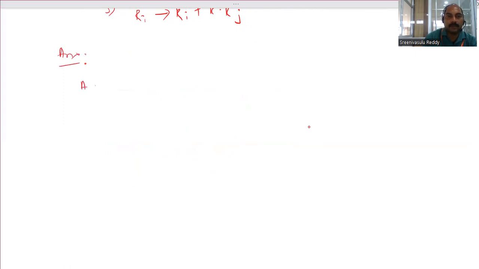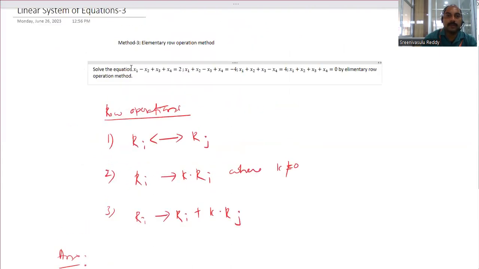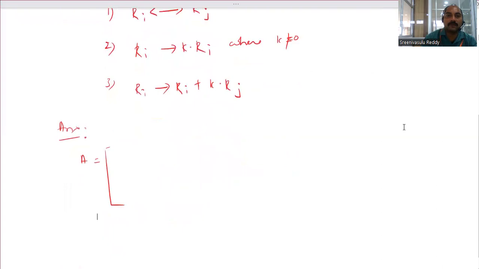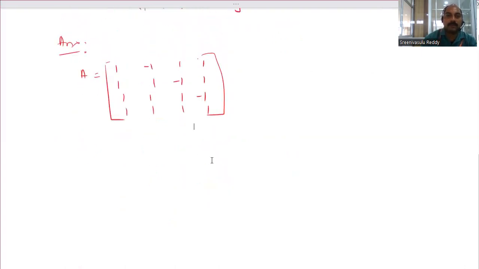Coefficient matrix A equals: what are the coefficients? The first row is 1, minus 1, 1, 1. The next row is 1, 1, minus 1, 1. The next row is 1, 1, 1, minus 1. The next row, all are positive: 1, 1, 1, 1. This is A. Find A inverse.